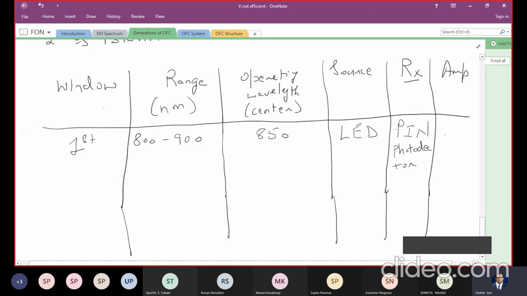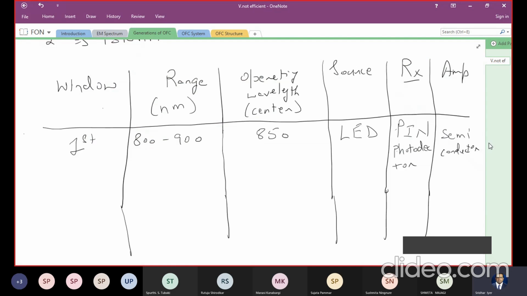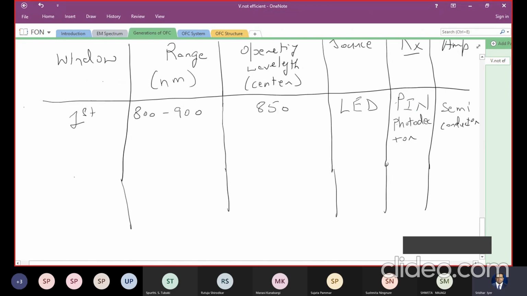The amplifiers which were used in this window were basically semiconductor amplifiers, predominantly made out of silicon. They worked pretty well. However, they were electrical in nature. So like I specified, they had to convert incoming light into electricity, amplify it, convert it back into light, and then transmit it again. As a communication engineer you can understand that this takes some time to convert and reconvert. Therefore, the delay was a little more. So we started preferring optical amplifiers because of that.